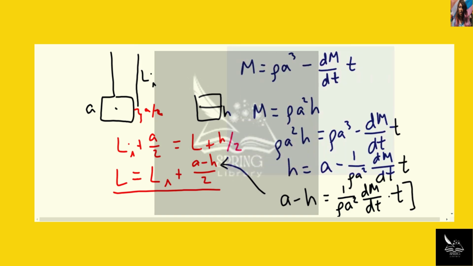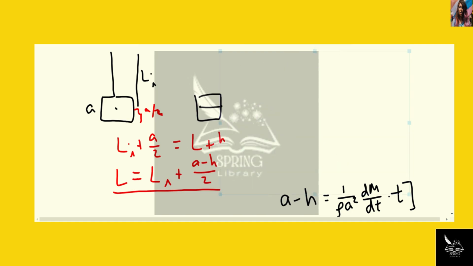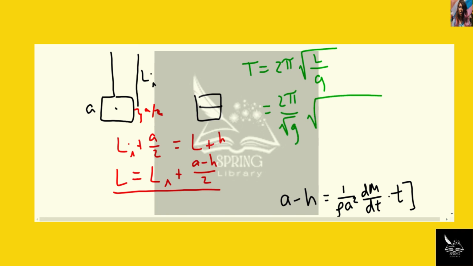Make some room here. And I want to calculate the period, which we know is 2 pi times the square root of L over G. And I'm just going to plug in now. So I'm going to get the 2 pi and root G out of the way. And now I have the original length plus half of this quantity right here. So it's 1 over 2 rho A squared dm dt times T. And that'll tell you the period as a function of time.